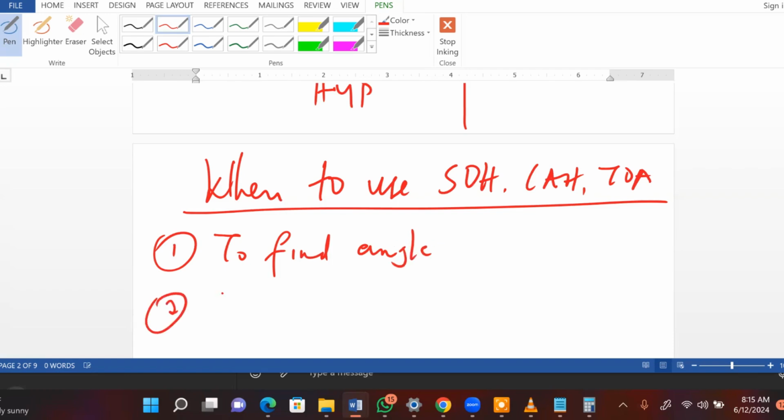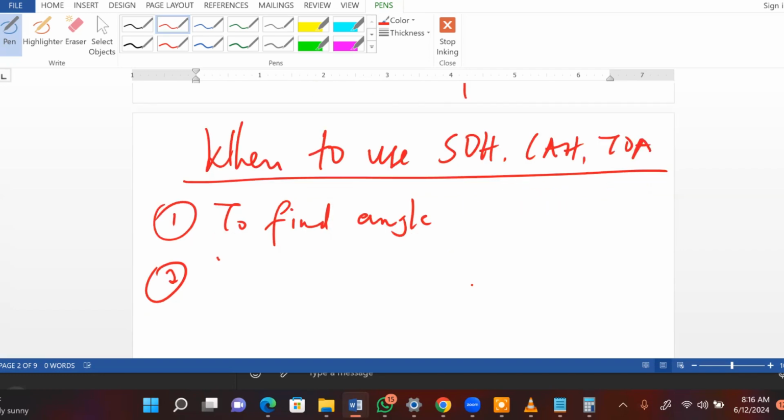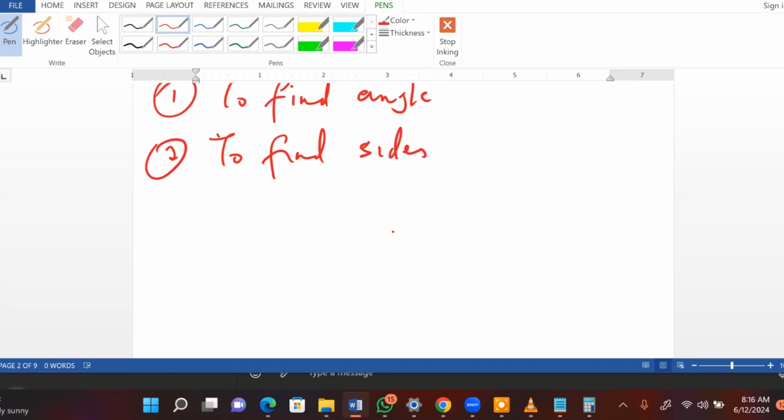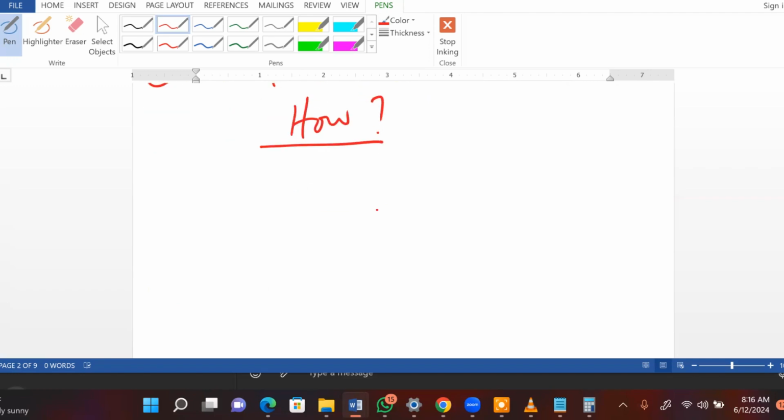Two, to find size. To find angle, I don't want to write much on it, so that you don't say, how am I going to memorize this? There's no need. But that will start with C. Then to find size, the next is how. This how, we use examples to do that.